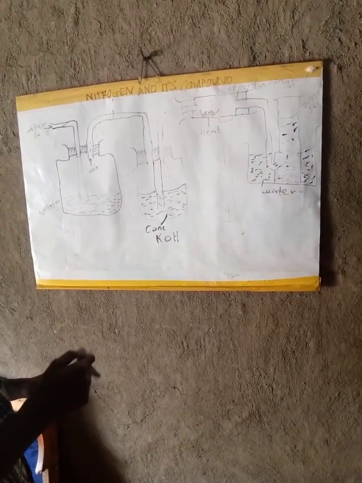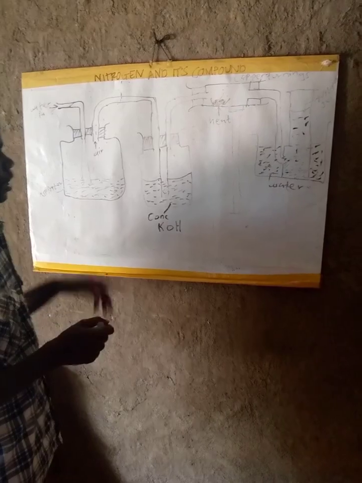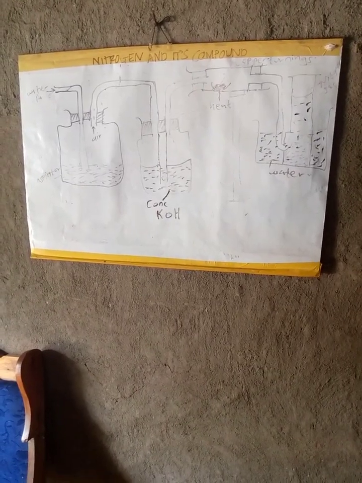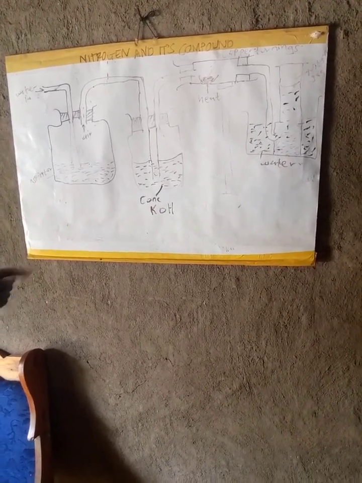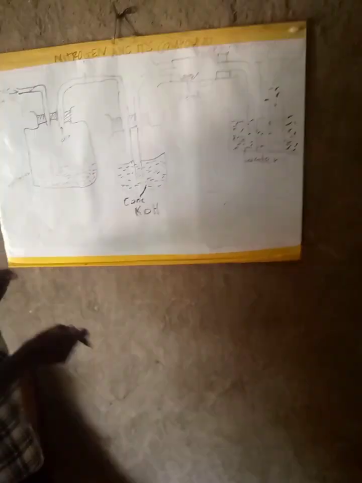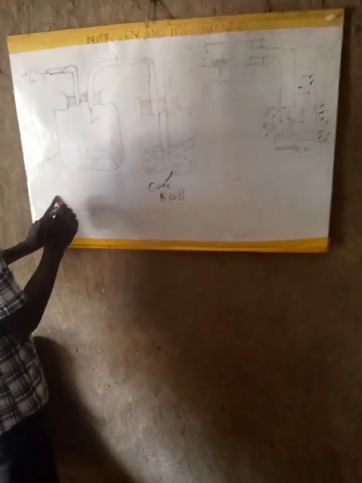In this diagram, the first thing you need to take note of is the function of this concentrated potassium hydroxide. Concentrated potassium hydroxide is used to absorb excess carbon dioxide, and you can be asked in an exam to write the equation that will occur at this point. You write the equation between potassium hydroxide and carbon dioxide.